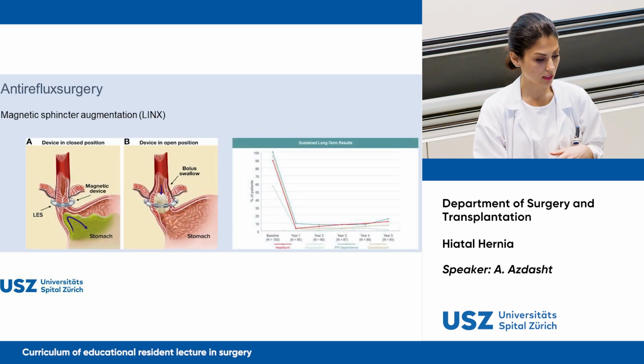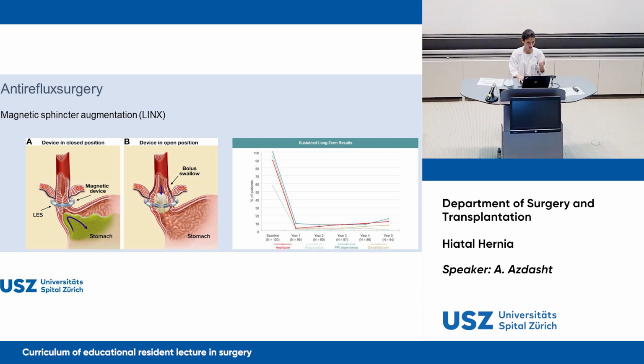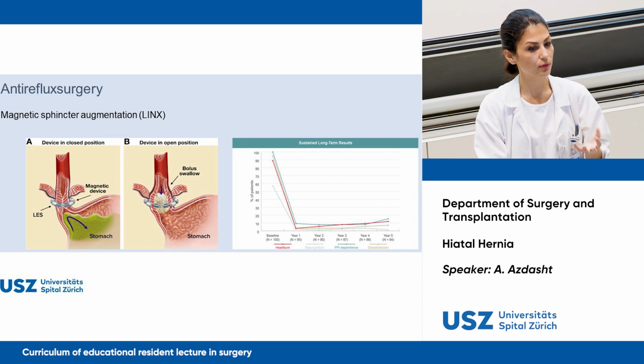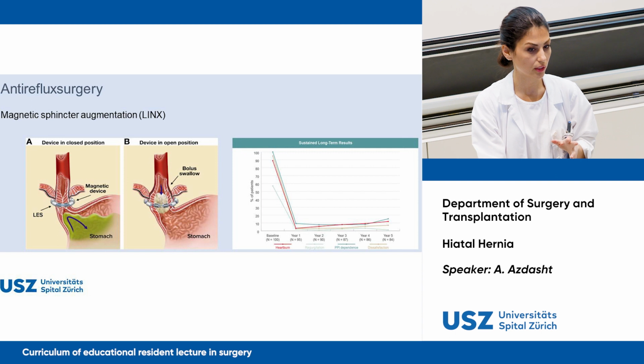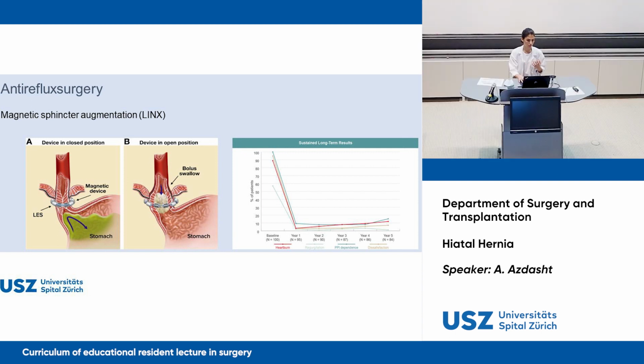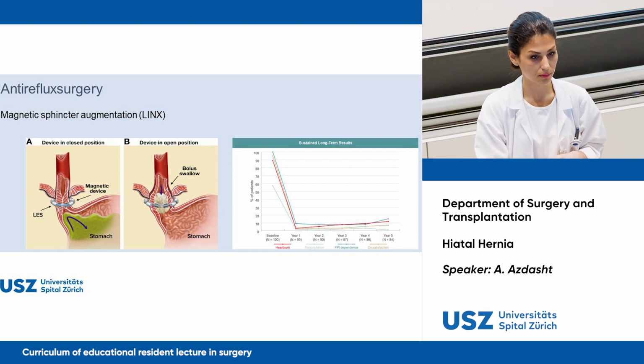The magnetic sphincter augmentation is a magnetic device that is put around the lower esophagus, below the diaphragm, that enables the lower esophageal sphincter to be tight and to prevent reflux from the stomach. But if the patient wants to swallow anything, water or food, of course, it has to expand, and it expands just as much as it is needed for the bolus to pass into the stomach. And on the right-hand side, you see that after 1 year, it actually has very good results. We have at least 85% remission of reflux symptoms, regurgitation, heartburn.